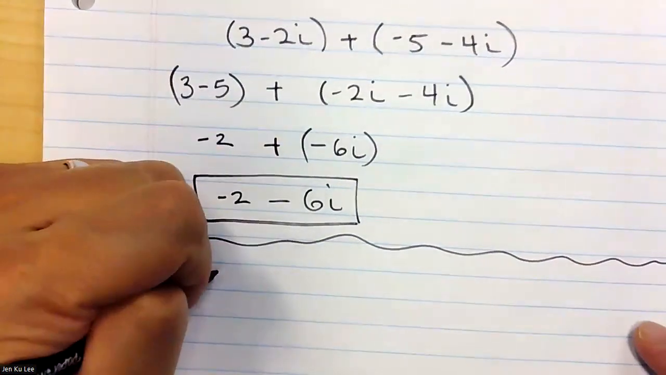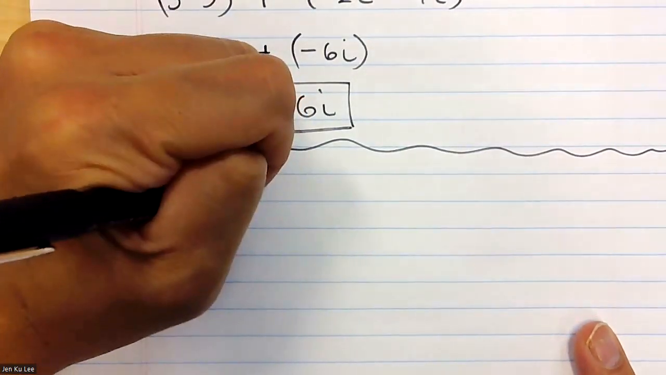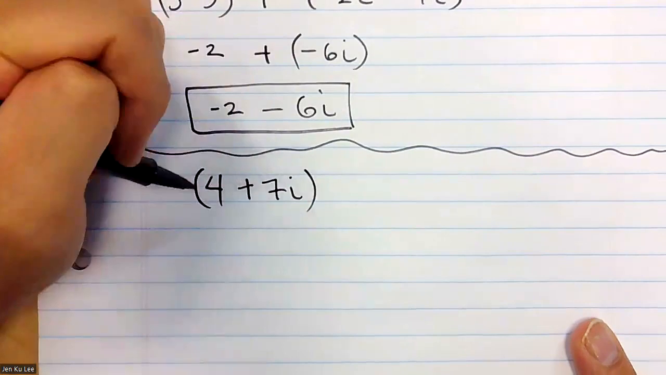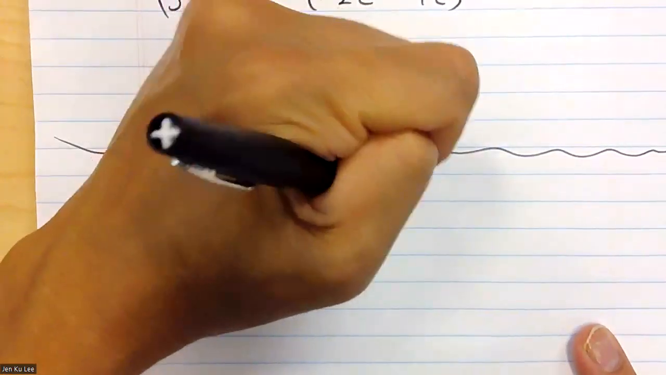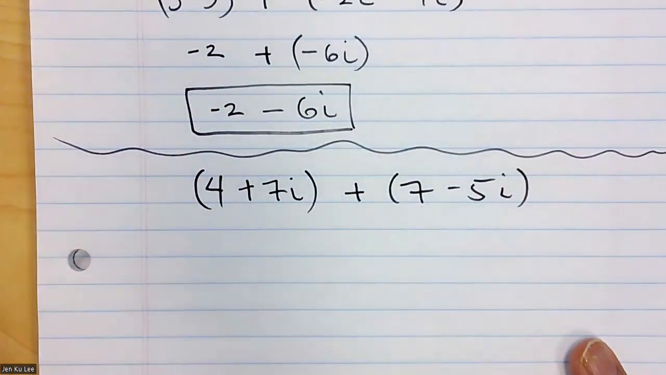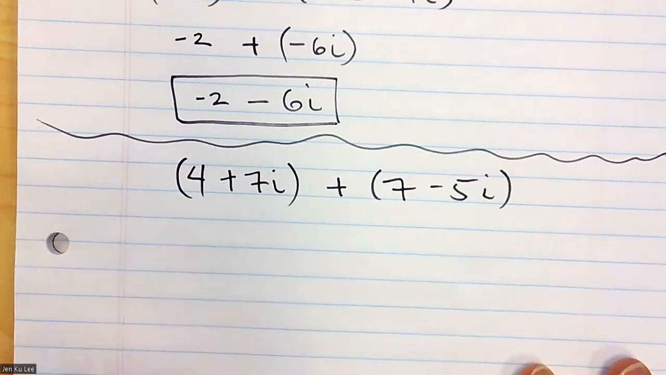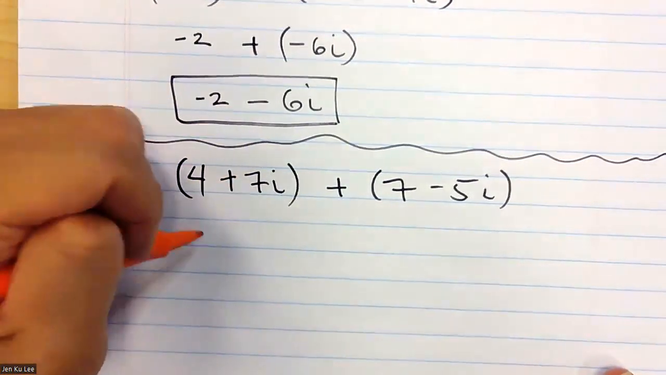Simple, hopefully. Let's try another one. 4 plus 7i plus 7 minus 5i. Okay, you guys can pause the video at any time and try it yourself. Otherwise, I'm just going to keep going.